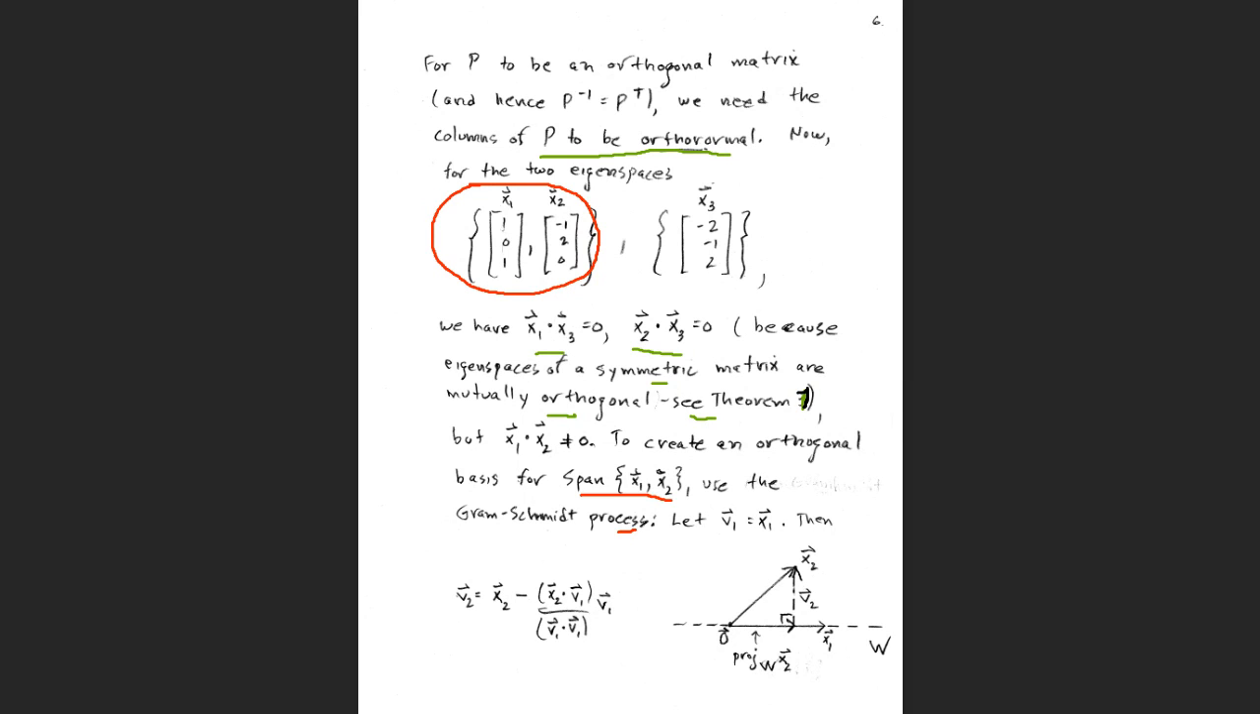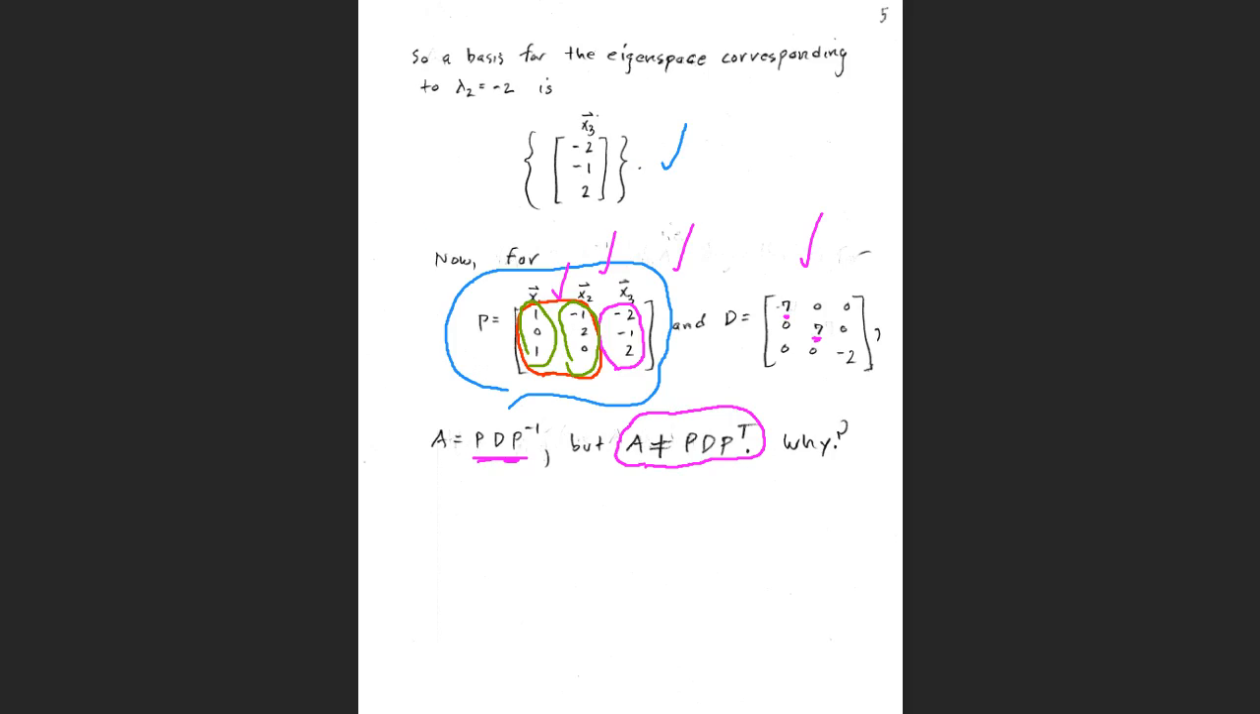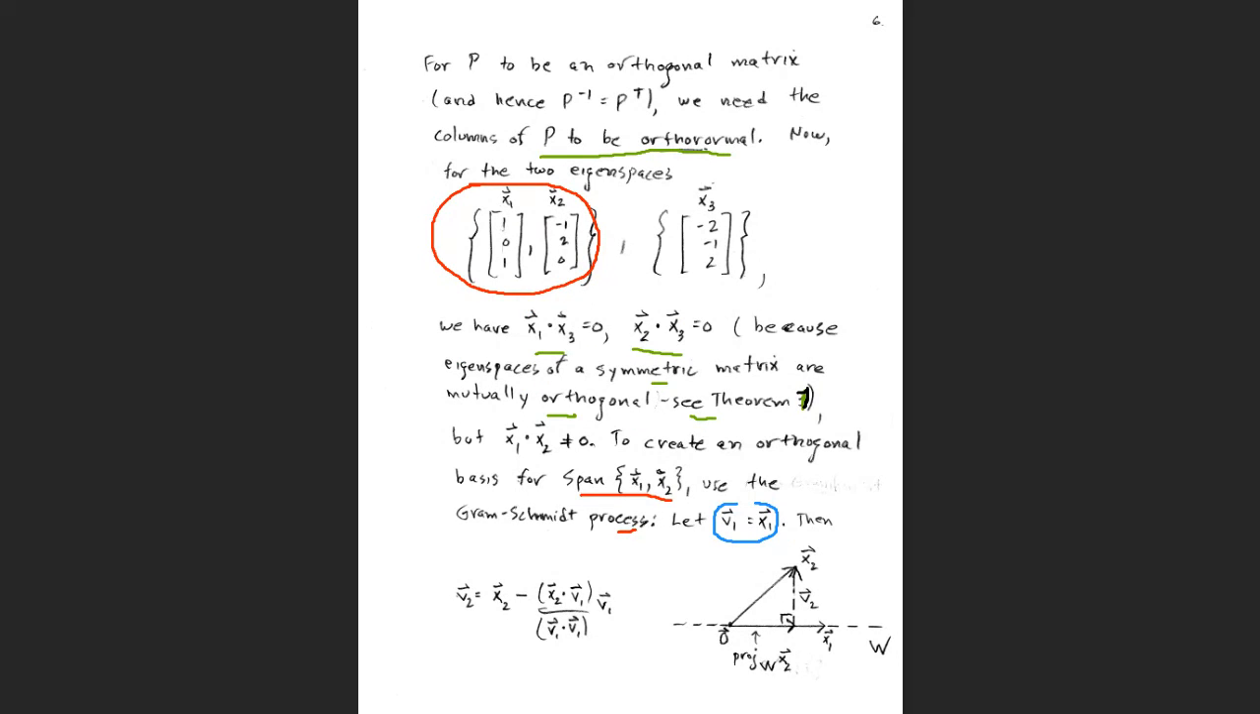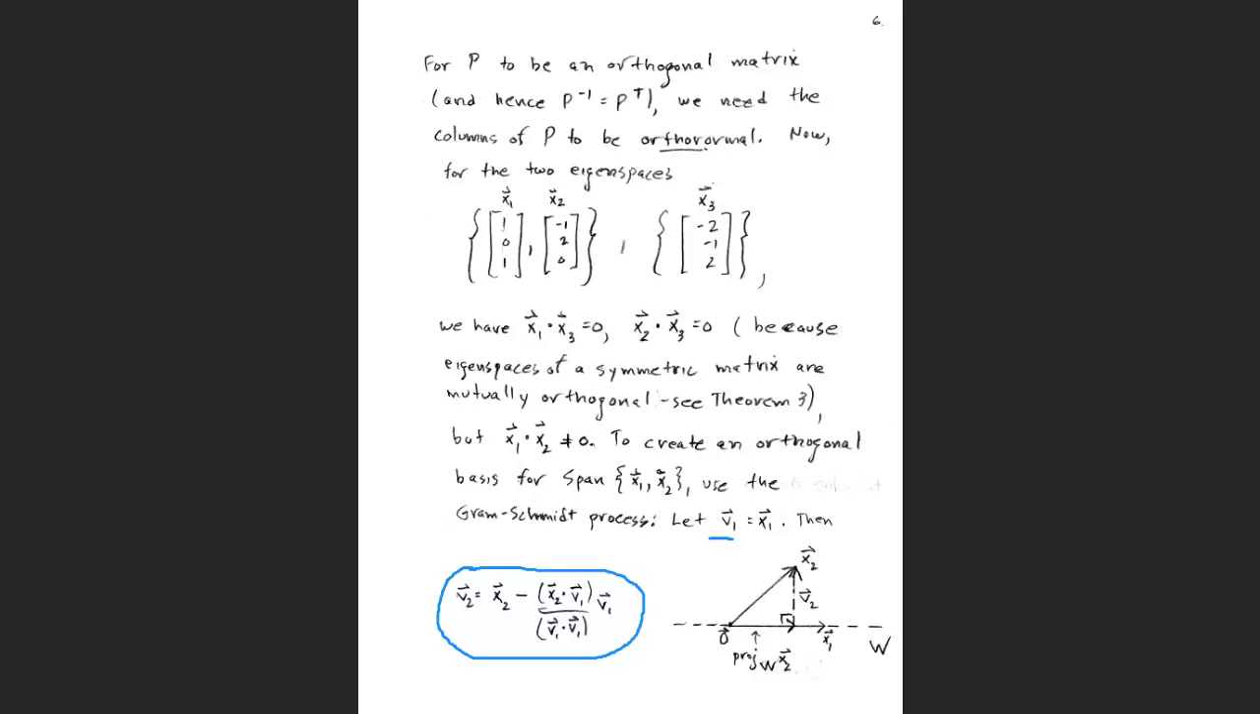In the Gram-Schmidt process, we're going to keep one of the eigenvectors, so we'll let v1 equal x1. Then the second vector that would be orthogonal to the first vector for this eigenspace, based on the picture here, you take the second eigenvector and subtract the projection of the second eigenvector onto the subspace W. Subspace W is the span of the eigenvector x1.